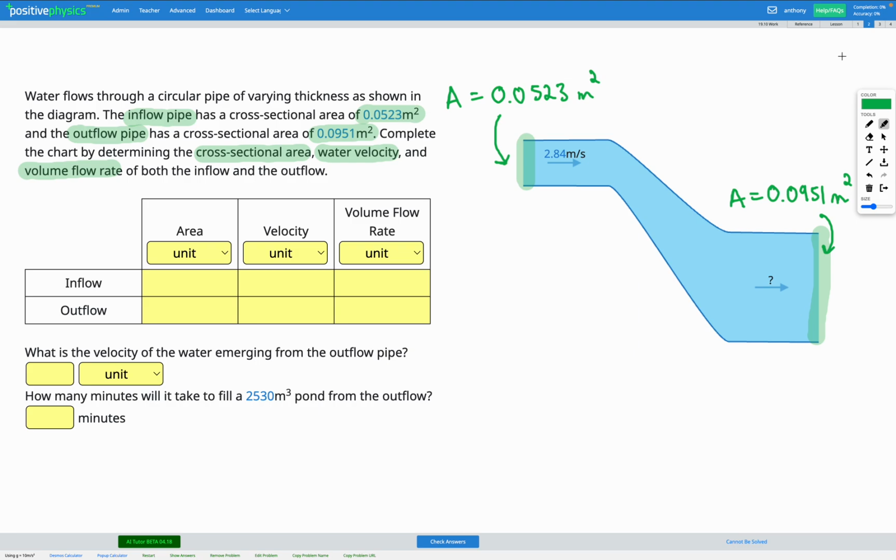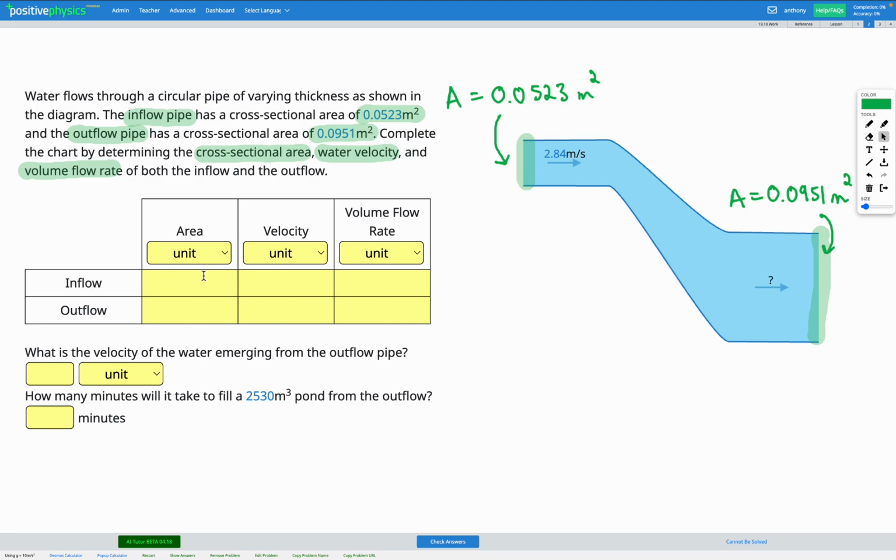Okay, so we can see our known values in this question are, for the inflow, we've got the area and the velocity, and for the outflow, we've just got the area. So we're going to be looking to figure out the outflow velocity. Let's start by filling in our known values into our table.